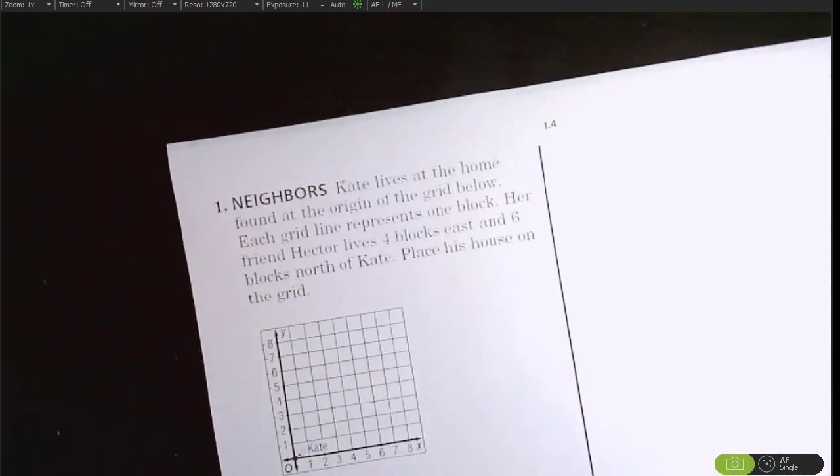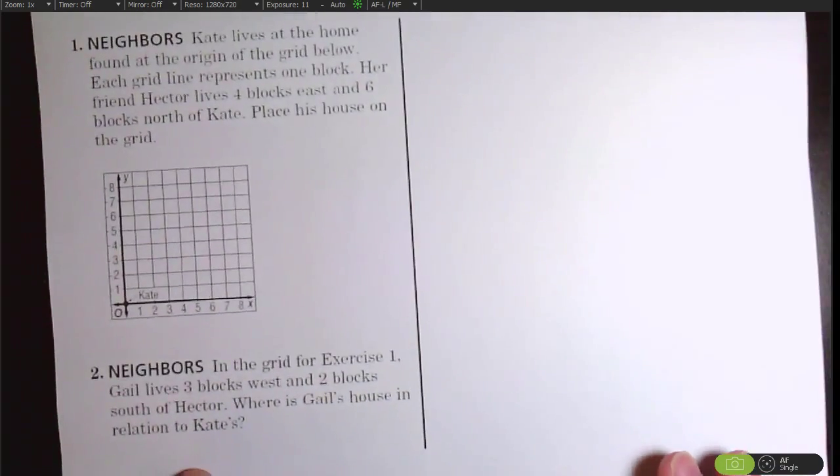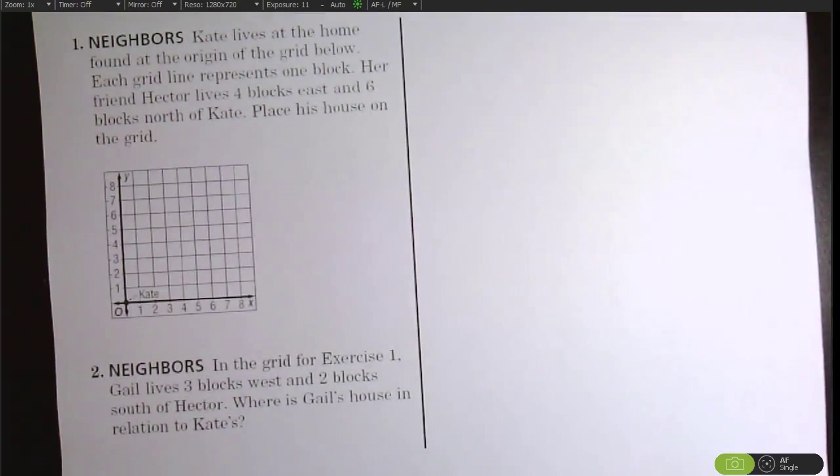And then the last problems we're going to look at are on the back of the worksheet, numbers 1 and 2. Number 1 says, Kate lives at the home found at the origin of the grid below. Her friend Hector lives 4 blocks east and 6 blocks north of Kate. Place his house on the grid.